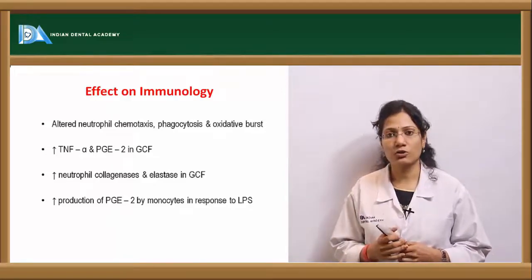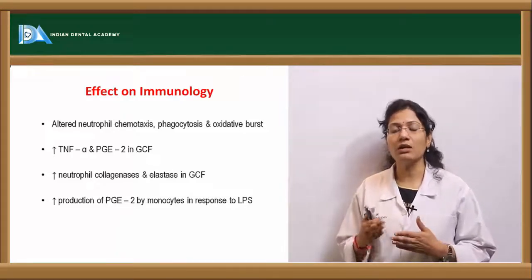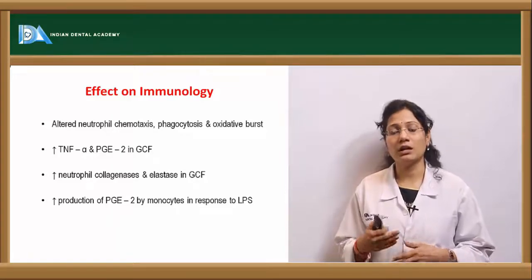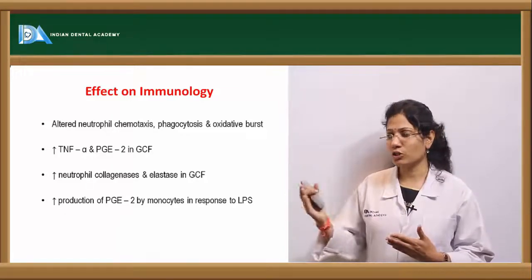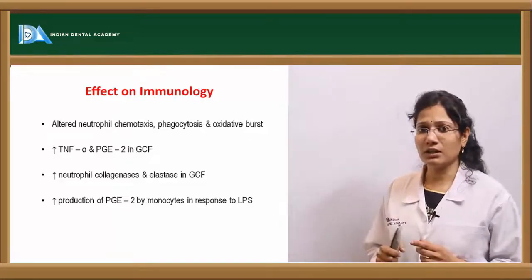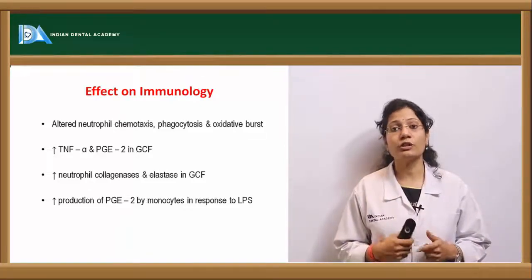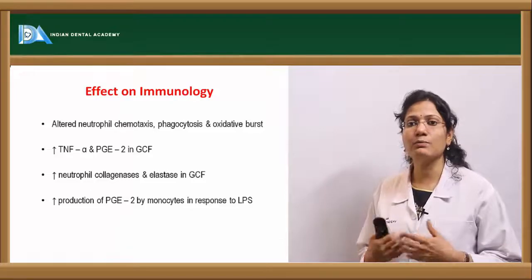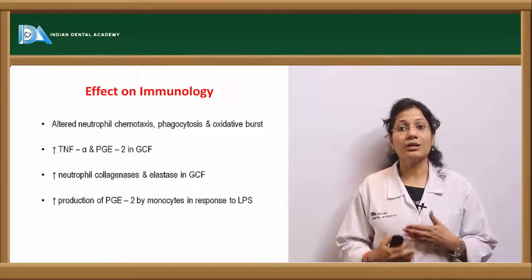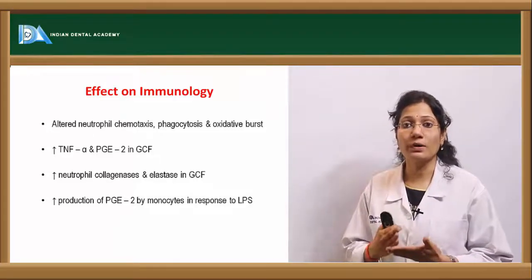Now this tumor necrosis factor alpha and prostaglandin E2 are inflammatory mediators, meaning they mediate the process of inflammation and they aggravate the process of inflammation, thereby causing more destruction. Now this is increased in GCF. Apart from that, the other effects on the immunology would be increased secretion of these neutrophil collagenases. Now, collagenases are enzymes that are released by these neutrophils and other cells in the body in order to break down your collagen.